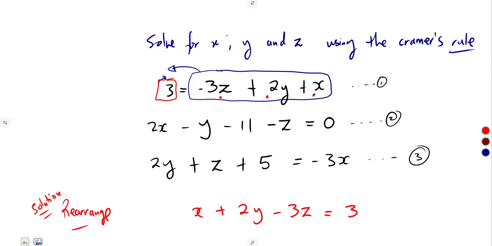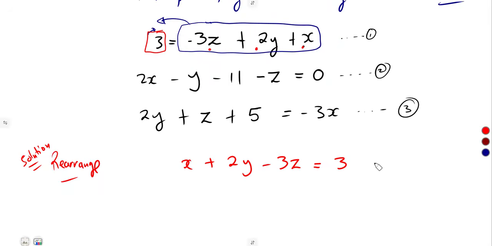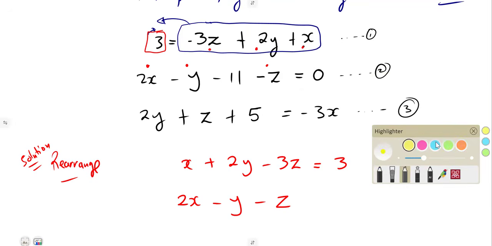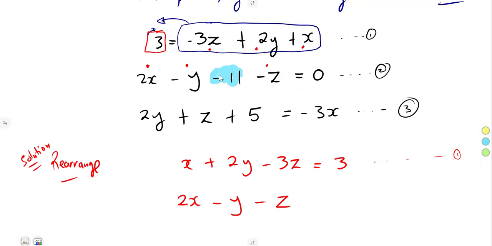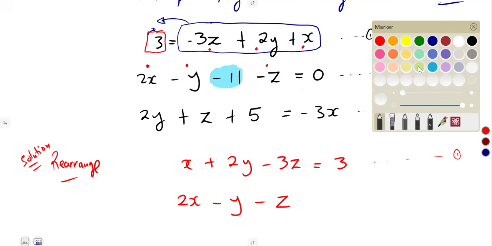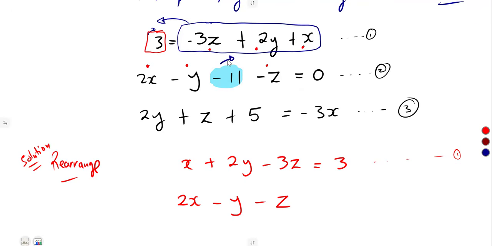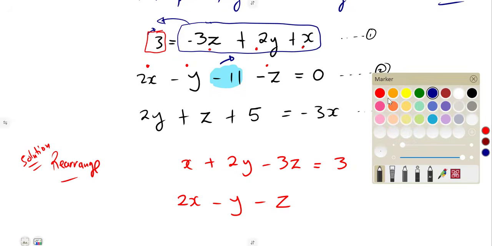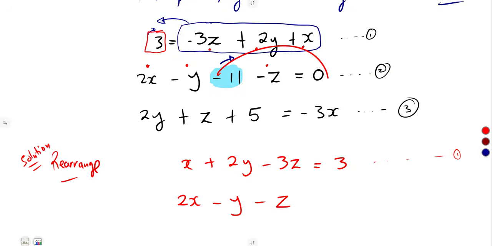All right. The second equation, we can see that x, y, and z, yes, they're on the left-hand side. We've got 2x minus y minus z. All right. But the minus 11 is to be taken to the other side because the constant must be taken to the right-hand side of the equation. So if we transpose it to the other side of the equation, it will change the sign and become a positive. Just like that.